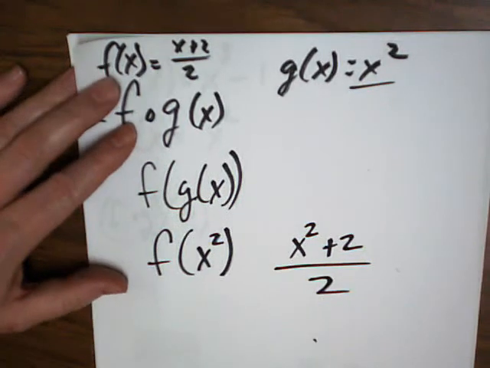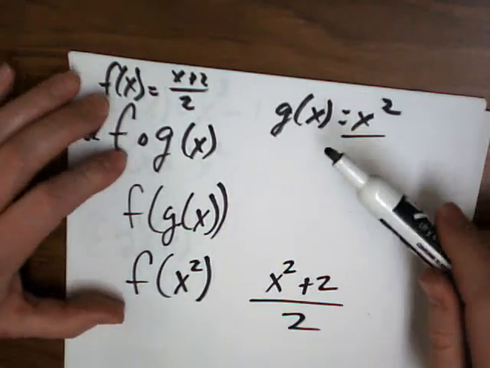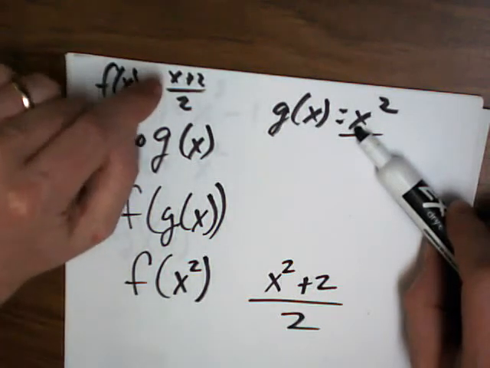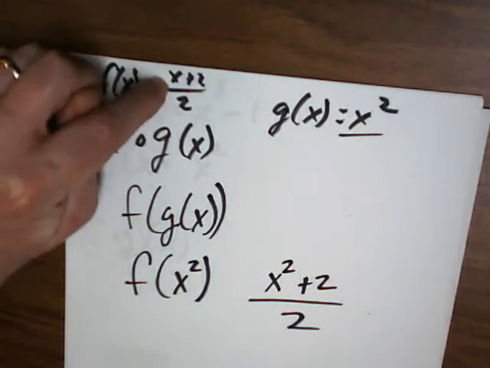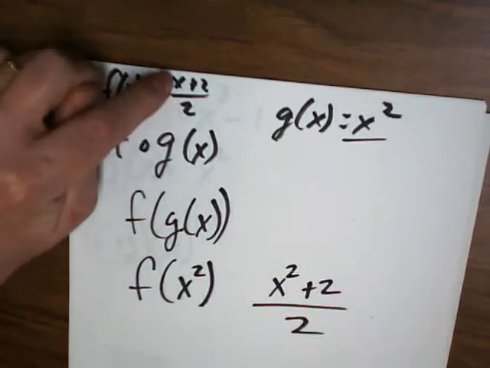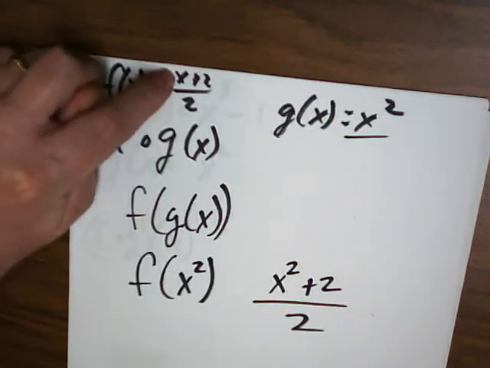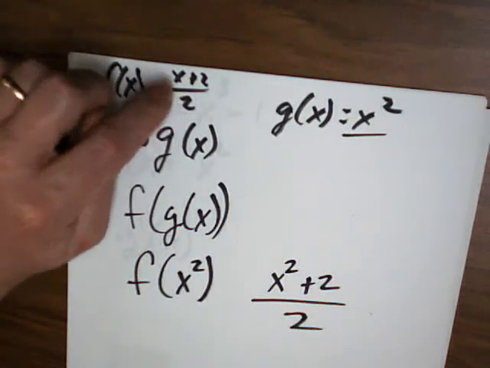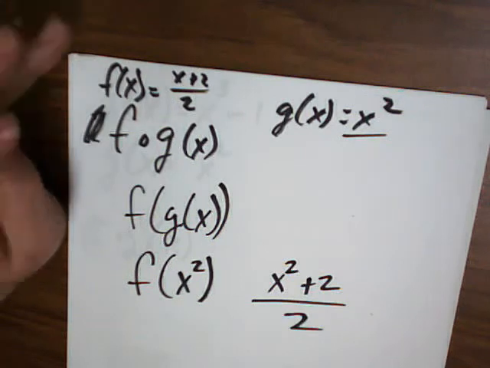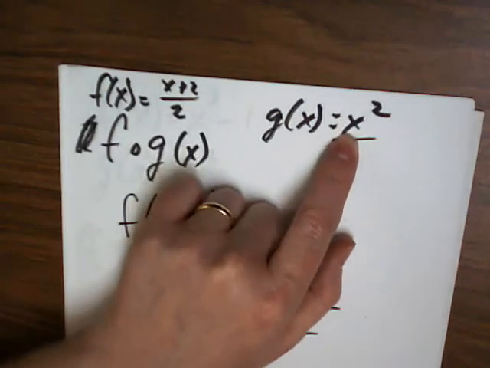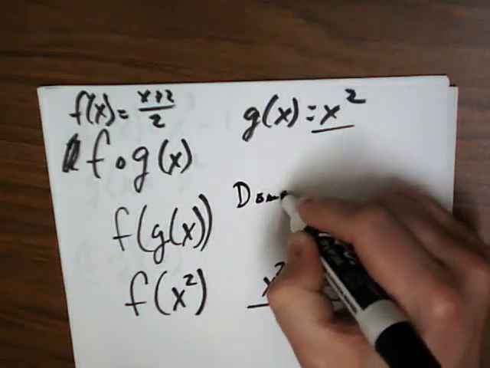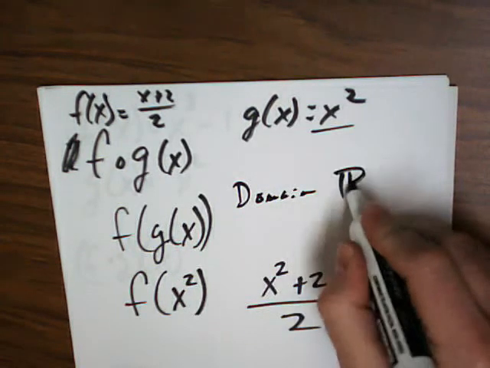That was tough. Now, to find the domain, you've got to watch out. Are all the outputs of this going to work for the inputs in this? And they will, because on this one you don't even have to worry about anything. The x is not in the denominator, it's in the numerator, and you can add 2 and divide by 2 to any number. So the domain of this would be all real numbers. And this would give you all real numbers. So the domain of this guy would be all real numbers.